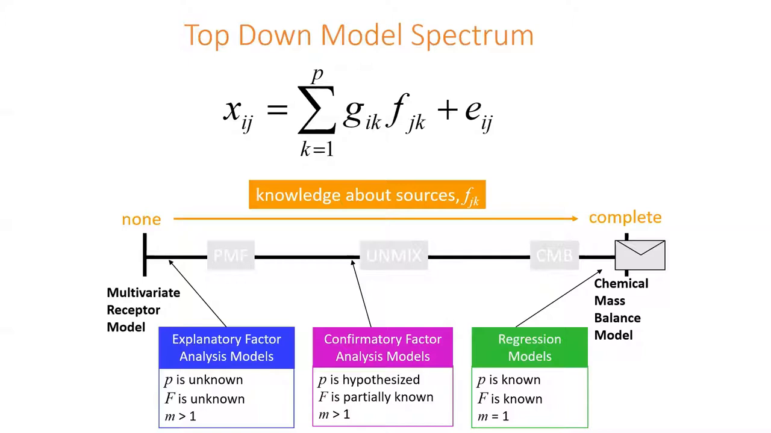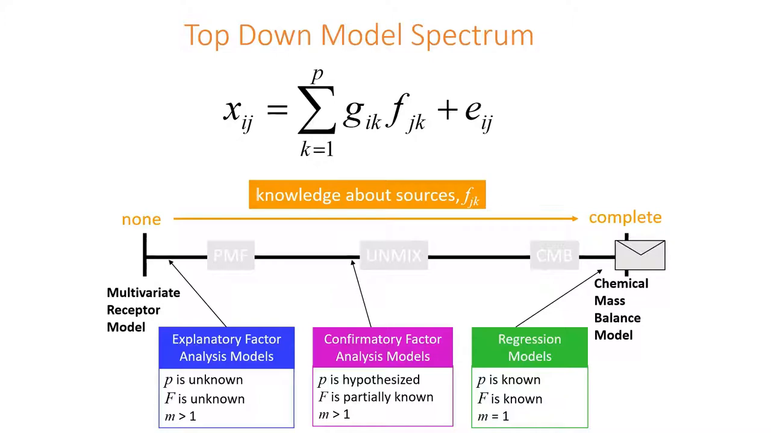So that's where I wanted to get to, the top-down model spectrum. This is just showing you that there is a range of tools that can be used here, right? On the right side of the spectrum, we use CMB, the chemical mass balance model, where you actually know the fingerprint or source profile for each source involved. And that has advantages. Then on the left side, if you don't know the fingerprint for the source profile, you can use PMF, positive matrix factorization.